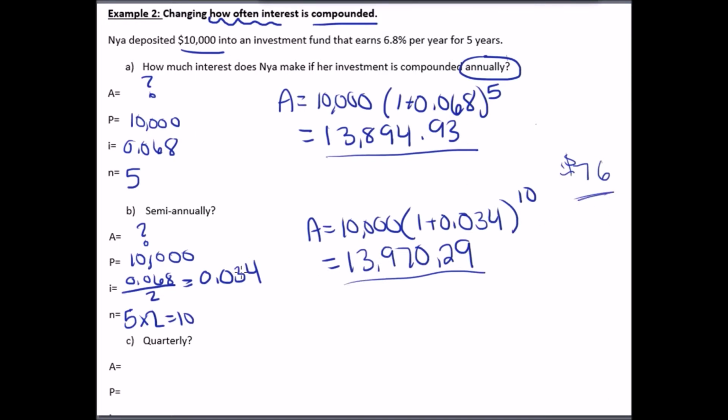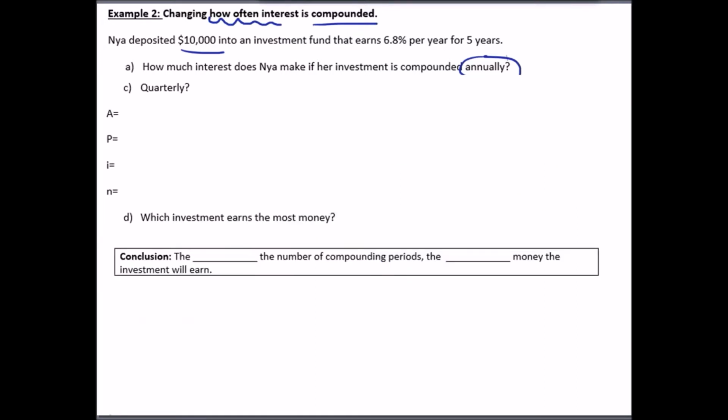Okay, let's do the exact same question, but let's take a look at it quarterly. Okay, so all I did was move up this quarterly. So the amount, again, we're going to solve for that. A equals, we're going to start with $10,000. And we're going to do the interest rate of 0.068. But because it's quarterly, we're going to divide that by 4.